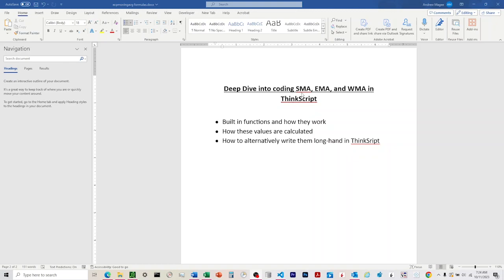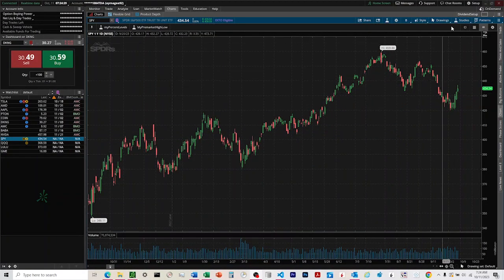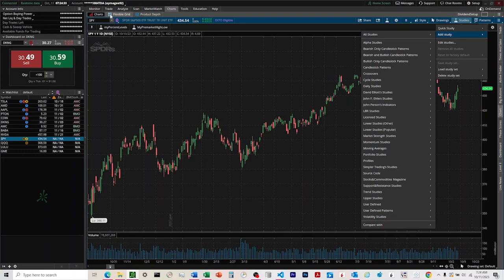So, they have built-in functions in the software for these. We're going to talk about those first. And then we're going to look at how these are actually calculated and how we can do them long form so that we can adjust them around a little bit more if we want. A lot of stuff to talk about here, so I'm going to go a little fast to try to keep this short. So we're going to be on the charts here.